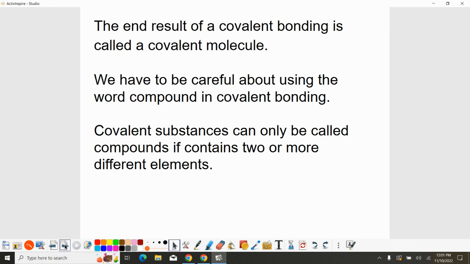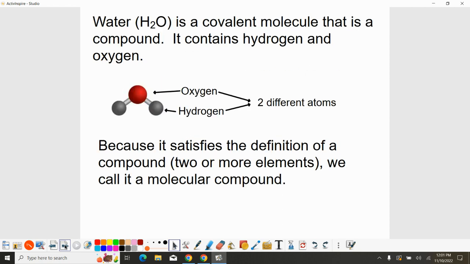In covalent bonding, the only thing we can say is the end result is always a molecule. You'll always share electrons. You'll always have this attachment between the two atoms. You'll always form a molecule. But you can't say that you always form a compound because these molecules can be formed when two atoms of the same element bond together. In covalent bonding, you have to have two different elements to make a compound. You've got to look for that.